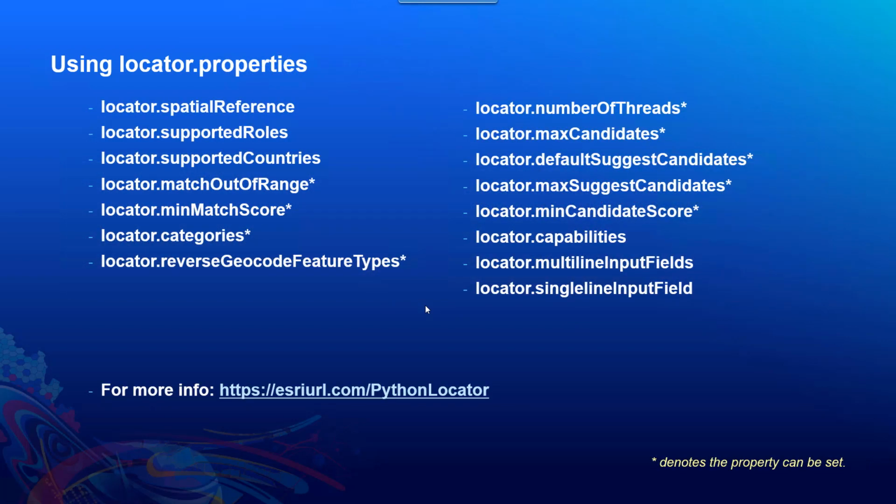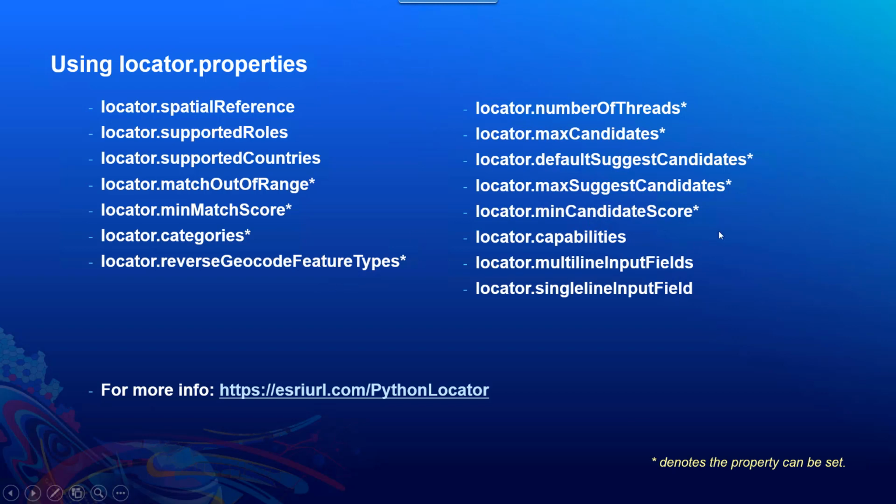So in addition to all three of our geocoding operations, geocode, reverse geocode, and suggest, we can also use locator properties. Depending on your type of locator, be that a local locator, a server locator, or a portal locator, instantiated in different ways, each one has a different amount of supported properties. So you could set or get the spatial reference, the supported roles.